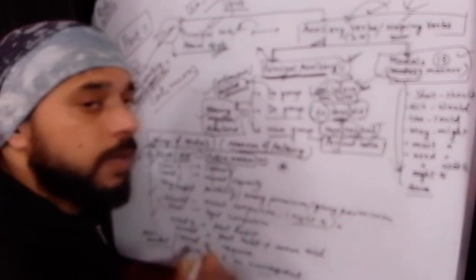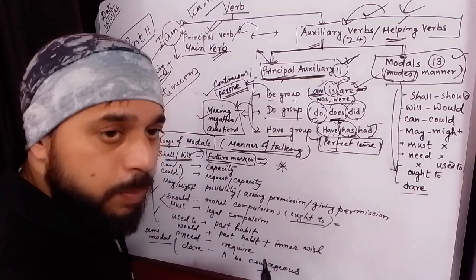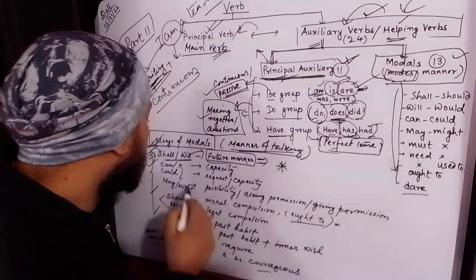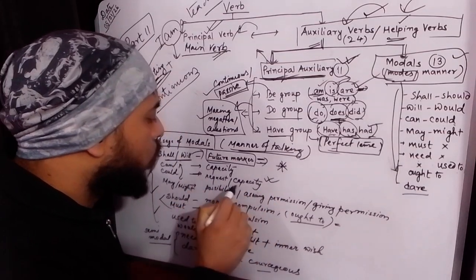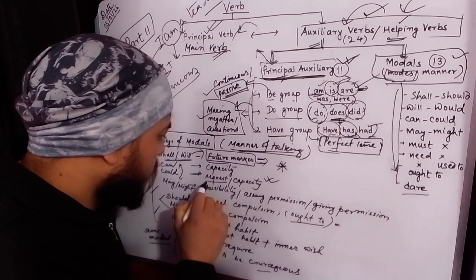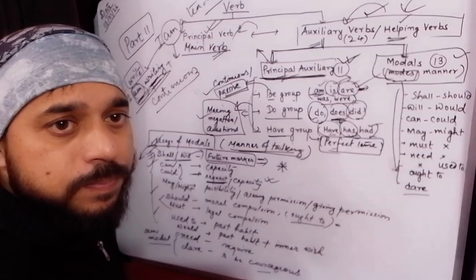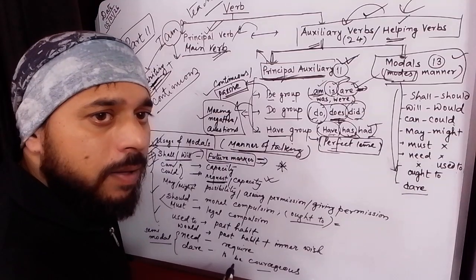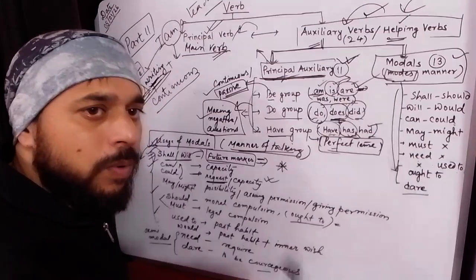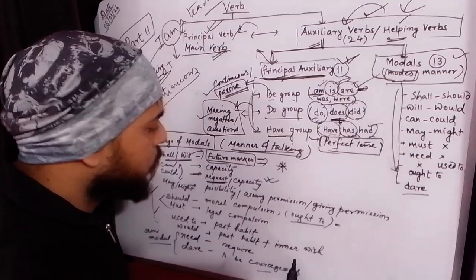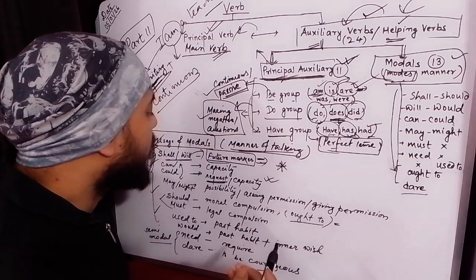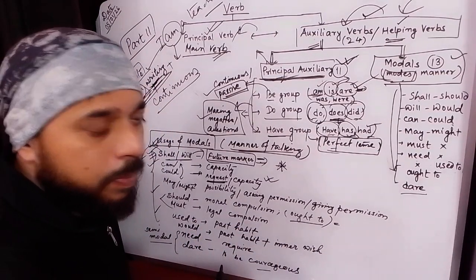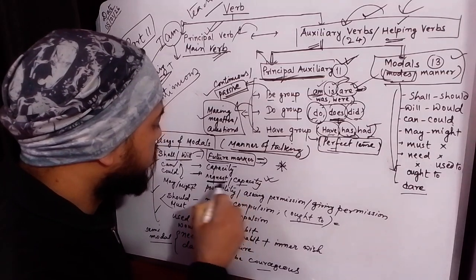Okay, then can, could, basically capacity or capability, but they are also used to ask for a request. Could you hold my umbrella? And could you play for me? So this is not a question. It's simply I'm requesting you. So that's it. Request.